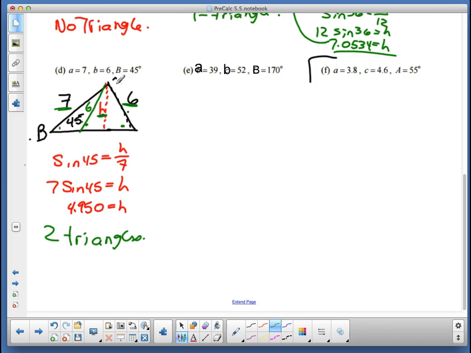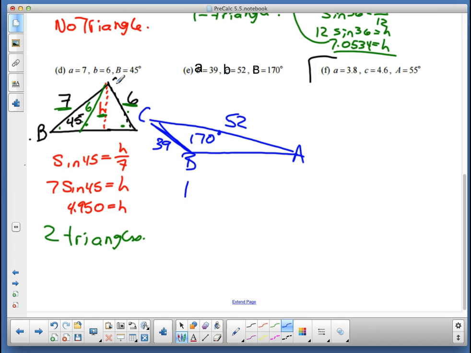Okay. Now, in this next one, I've got an obtuse triangle. And let's at least have it be an obtuse triangle. It might be 10 degrees, maybe, if this is 170. B is supposed to be 52, and this is 39. It's going to be one triangle because 39 is that side A. This is my C. This is my A. This is my B. So this is going to be a one-triangle situation, according to not only my table and summary, but the things that I've done so far. Is it making sense, that connection?